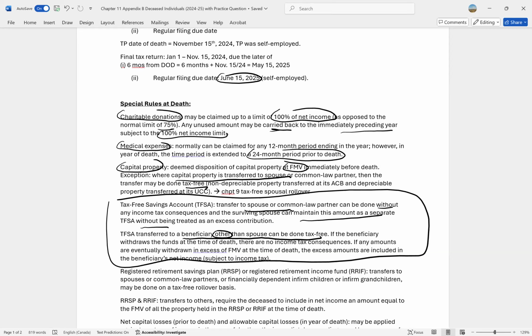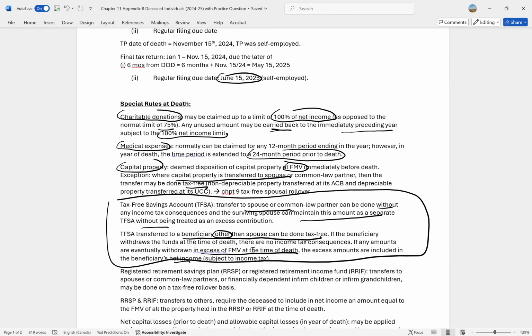There are some rules, though, that any amounts that are eventually withdrawn in excess of the fair market value at the time of death will be included in the beneficiary's income. So if it goes to the surviving spouse, they can take the money out without any tax consequences. But if it goes to a beneficiary other than the spouse, the receipt of the tax-free savings account is fine. There's going to be no tax.